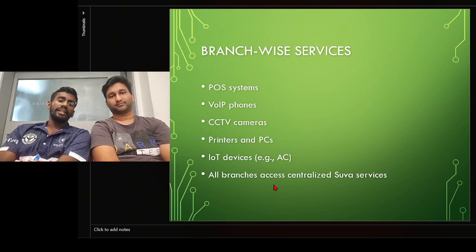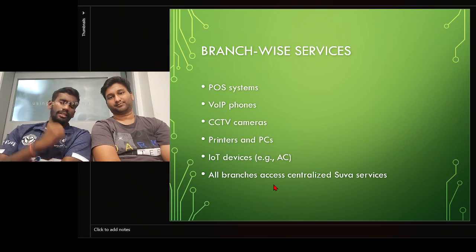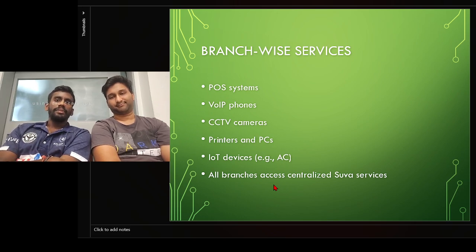IoT devices. The IoT devices we have used are air conditioning systems. Every branch has its own IoT devices, and all branches are centrally accessible at the end from the Suva server.